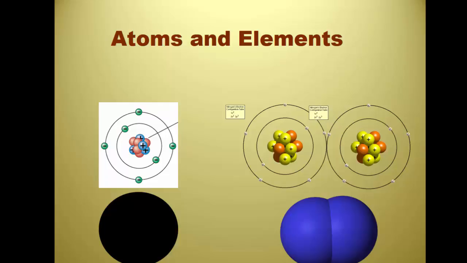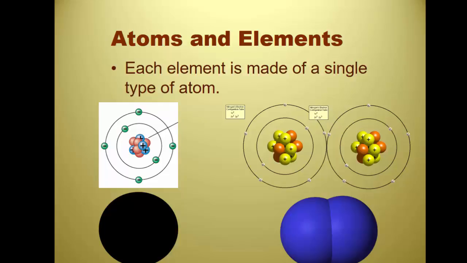So, atoms and elements. Each element is made of one single type of atom, and they can exist in monatomic form or in diatomic form. We've talked about that before: monatomic, mono meaning one, atomic meaning atom, or diatomic meaning two, like oxygen gas, hydrogen gas, iodine. These are all diatomic, whereas most of the other elements exist in the monatomic form, like copper or potassium.